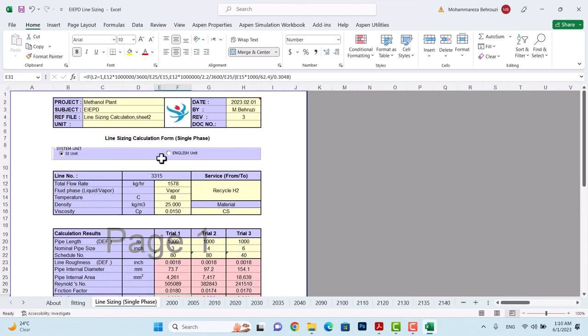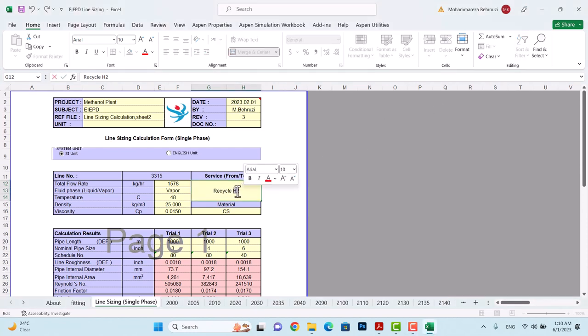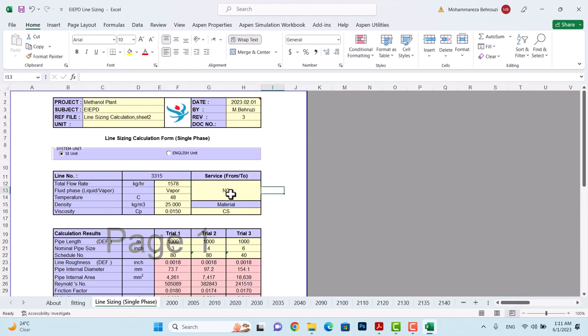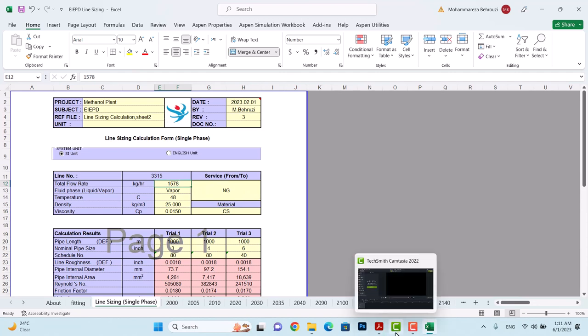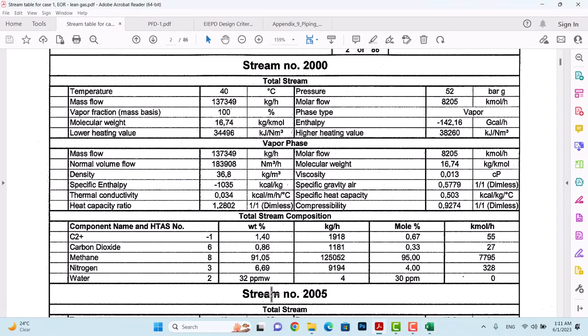System unit: SI unit or English units. We are going to use SI units. And service, you can call it natural gas. Material is carbon steel. For natural gas with this temperature and this operating pressure, carbon steel is the most suitable material for this line. And let's enter the operating conditions here. This value is for kilograms per hour.